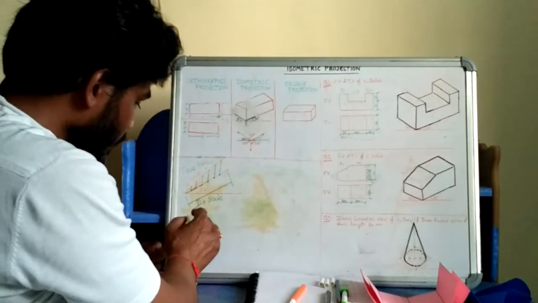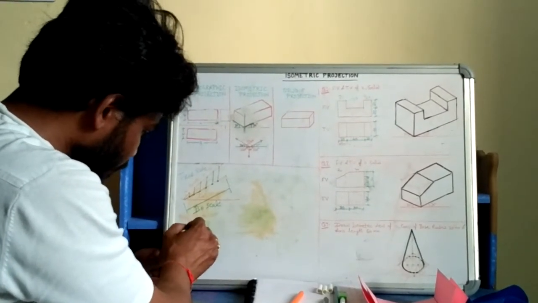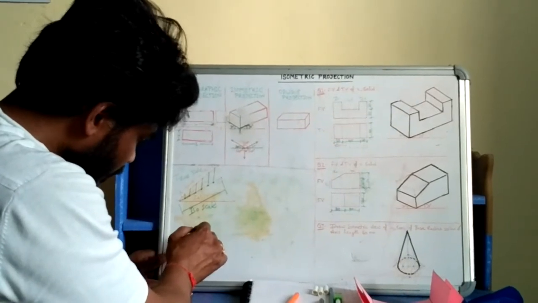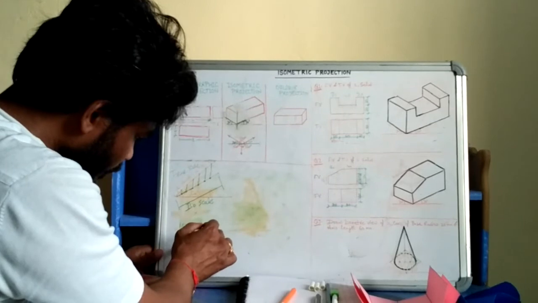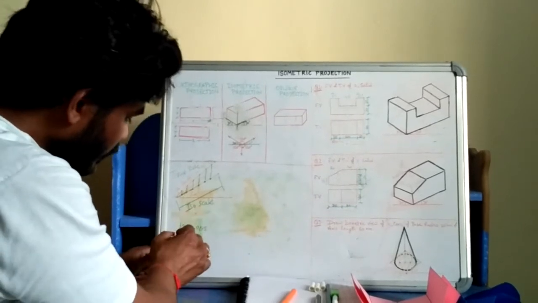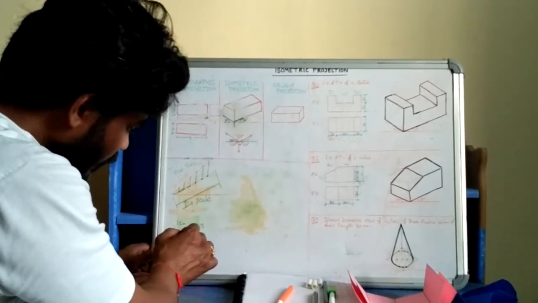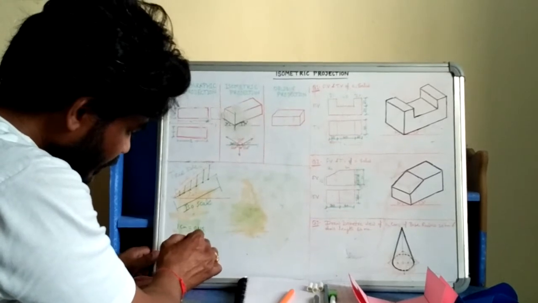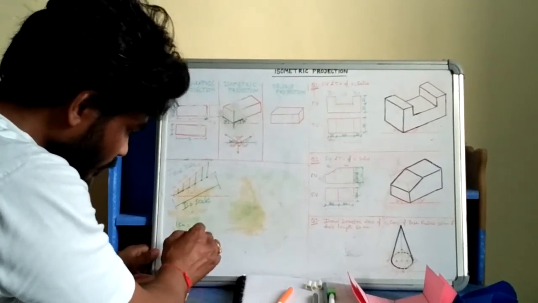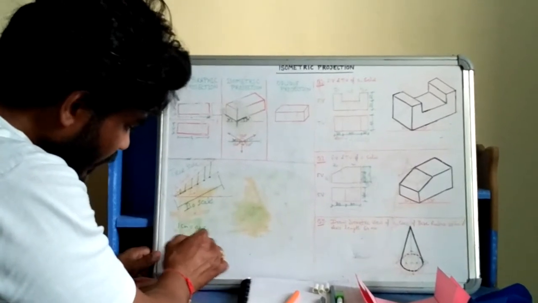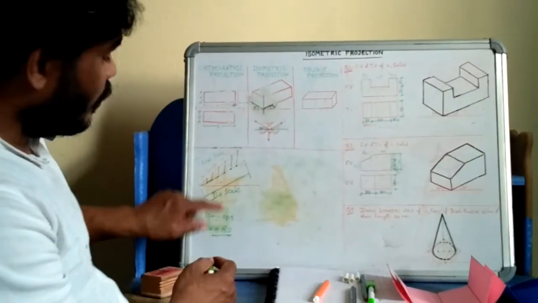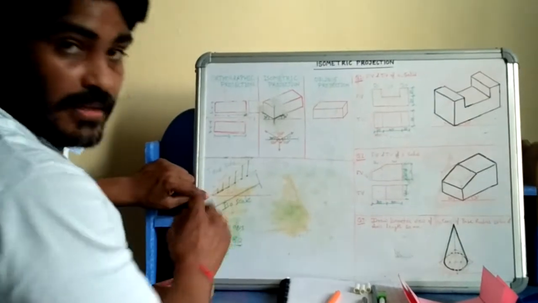And if you want, you can use a factor. The ISO scale factor is 0.815, or you can say if you want to draw 10 mm length, it will be 8.2 in ISO. Either you can use this factor or you can use this scale.